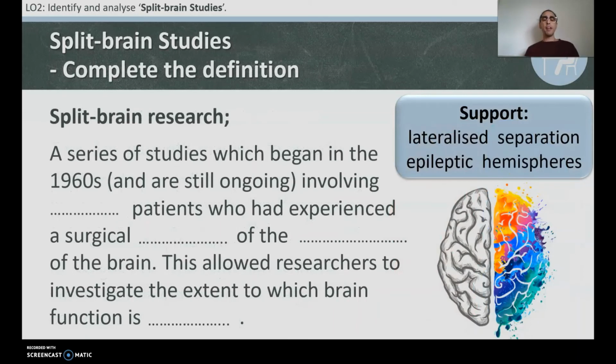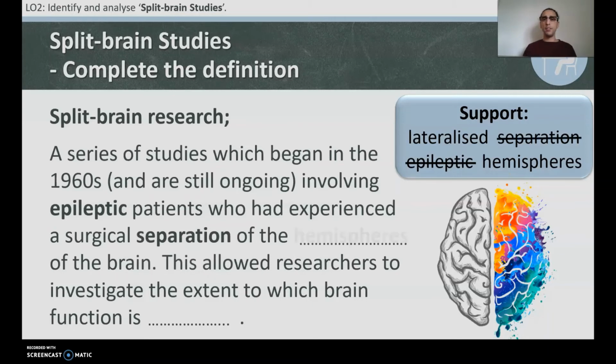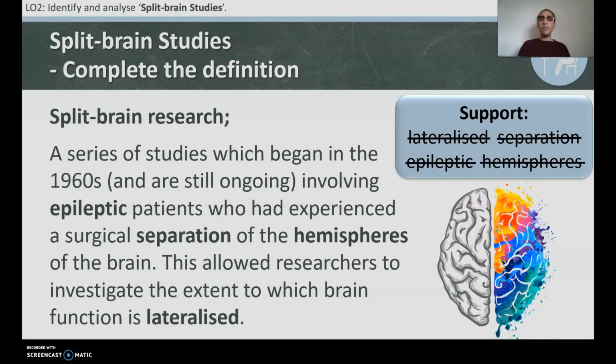Split brain research is a series of studies which began in the 1960s and are still ongoing, involving epileptic patients who had experienced a surgical separation of the hemispheres of the brain. This allowed researchers to investigate the extent to which brain function is lateralized. So now we know that language is solely in the left hemisphere, so it's completely lateralized. The right hemisphere literally could not say what was going on, even if they could see it.